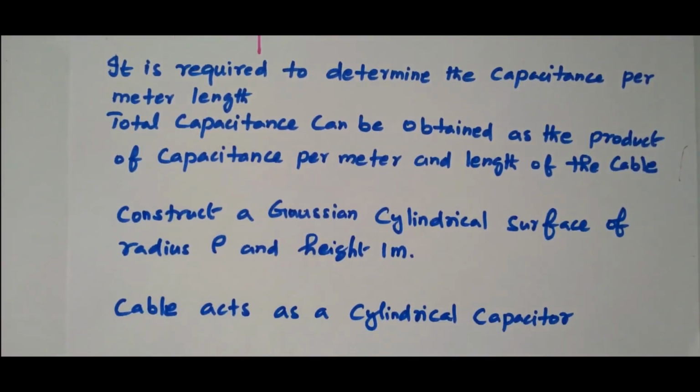So we consider the Gaussian cylindrical surface with radius rho meter and height 1 meter, right? The cable acts as a cylindrical capacitor. This is the underground cable, right? That is equivalently treated as a cylindrical capacitor, having two conductors, an inner conductor as well as an outer conductor. In between, the insulator is available, right? So this is treated as an underground cable or cylindrical capacitor.